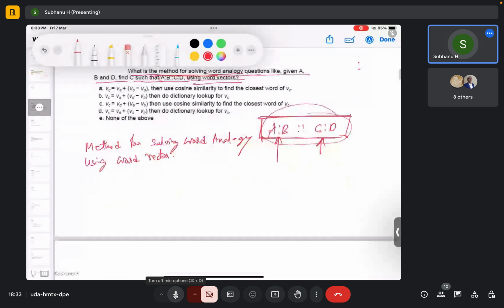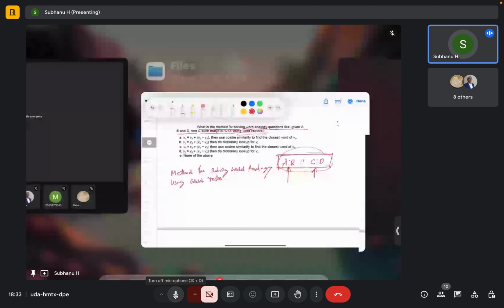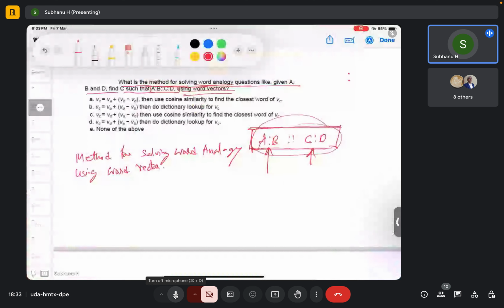Okay. So that fundamental assumption is that what do we want to do? So what is the approach using word vectors? We represent each word as a vector using word2vec. The core idea behind solving word analogy questions is based on vector arithmetic in embedding space.